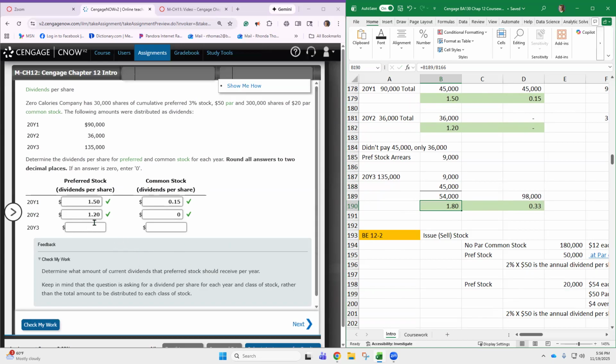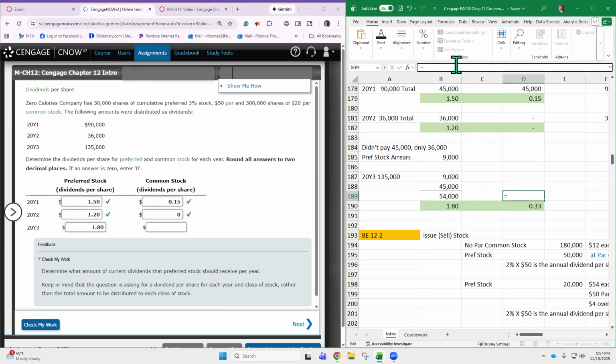So we're making up that 30 cents, right? We should have paid them $1.50 last year, but we only paid them $1.20. So we got to put that 30 cents in plus their $1.50. So the most that they'll get is what's in arrears plus what the current guaranteed dividend is. Now, when we're finished paying the 54,000, let's see how much we have left over for the common.